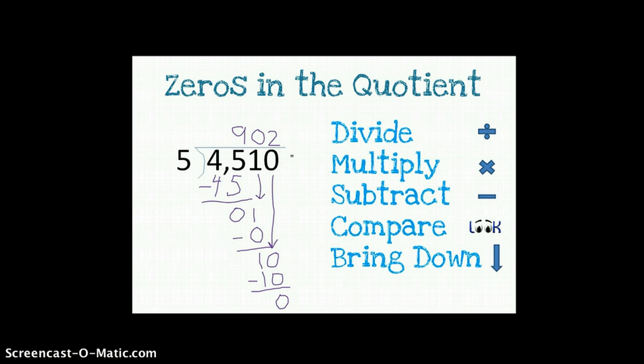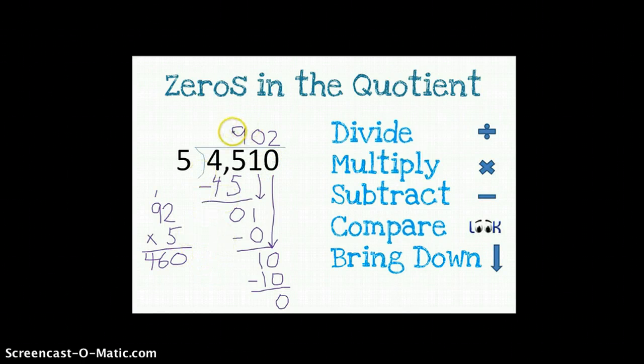Now, let's look at what would have happened if I wouldn't have put that 0 in and I would have just made this 92. We can work this problem in reverse, because remember, multiplication and division are inverse operations. So 92 times 5. 5 times 2 is 10. I'm going to write down my 0, carry my 1. 5 times 9 is 45, plus 1 is 46. Now, 460 is not what I have right here. So I know I've gone wrong somewhere.